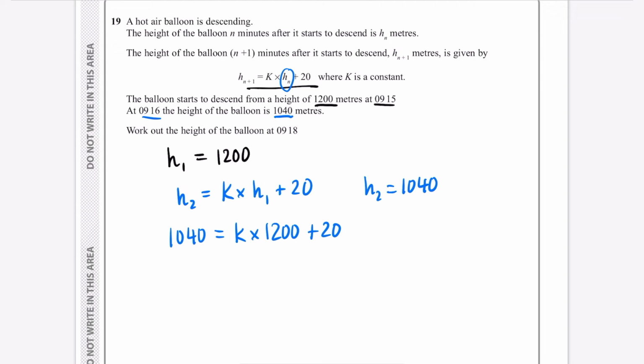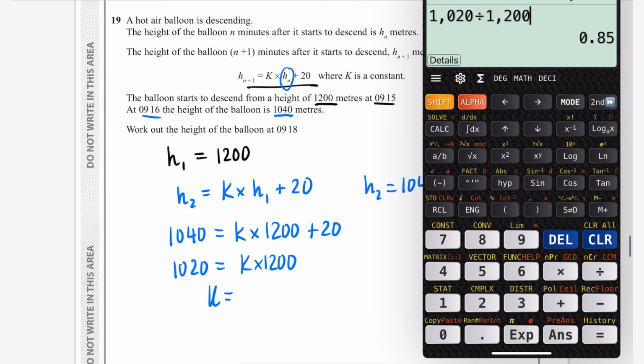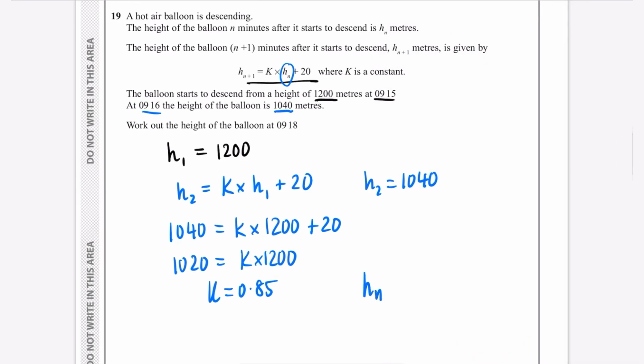So I'm going to do 1,040 subtract 20, that's 1,020. That's k multiplied by 1,200. So k, I'll do 1020. Whoops, what's going on with my calculator? I'm going to do 1020 divided by 1200, so that k is 0.85. So now we've got what the formula is. The formula now says that to find the next one, hn plus 1, you do 0.85 times the previous one plus 20. Oh, the previous one I should have said is hn plus 20.